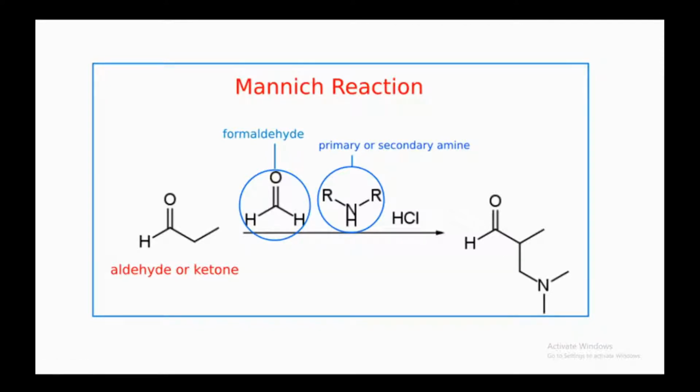Again, I'm repeating, in the Mannich reaction you would need four starting materials. One, any aldehyde or any ketone. Second, formaldehyde. Third, a primary or secondary amine. Fourth, HCl. Now you combine all these together to get the beta substituted amine containing carbonyl compounds. This is called the Mannich reaction. It is used for the synthesis of tertiary amines containing carbonyl compounds at the beta position.